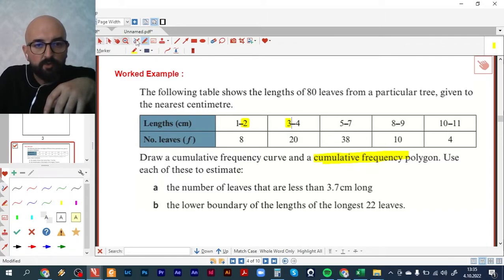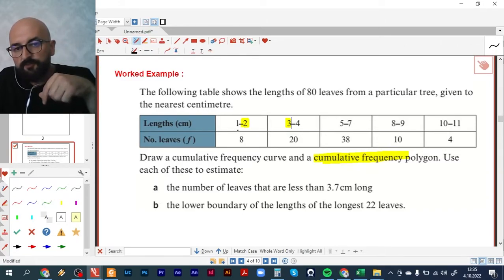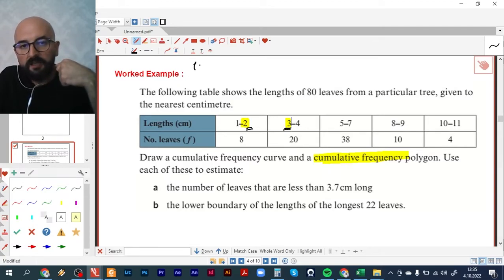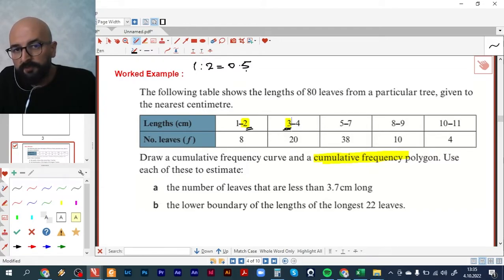And if you want to transform discrete data to continuous data, we should do it like this. For example, the gap between the upper boundary and lower boundary is 1, and 1 divided by 2 is 0.5, and we have 0.5 further and before, so it becomes continuous data.